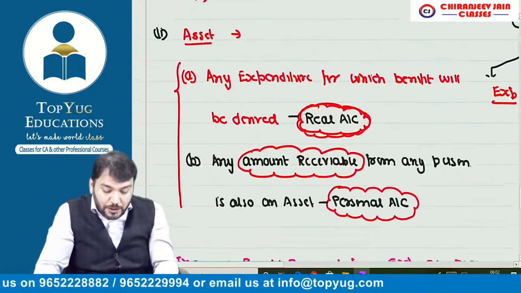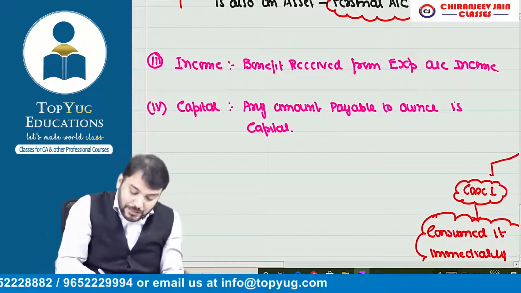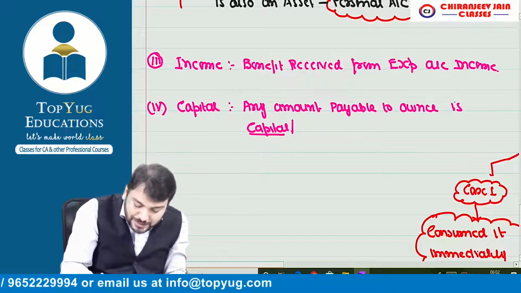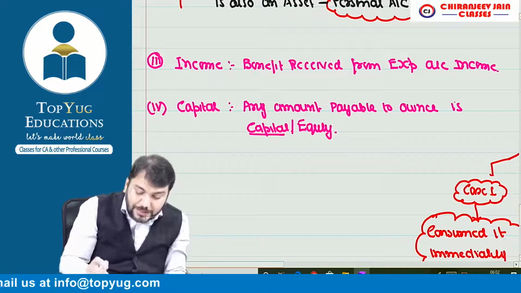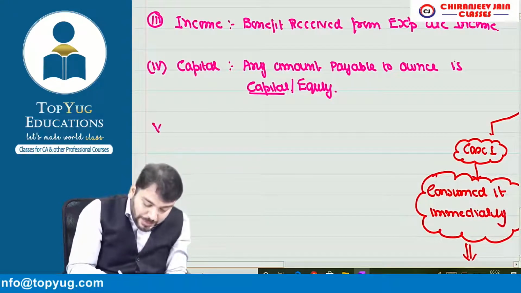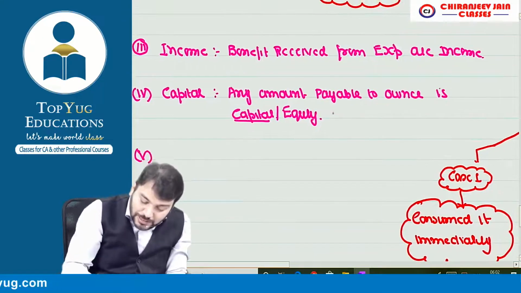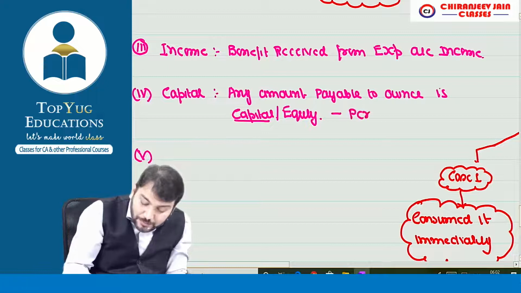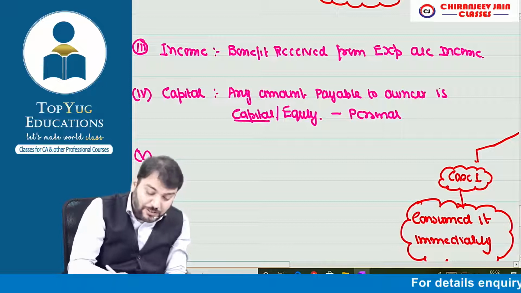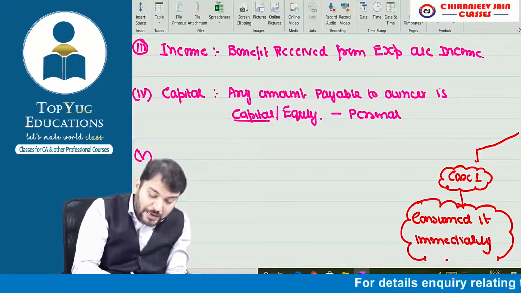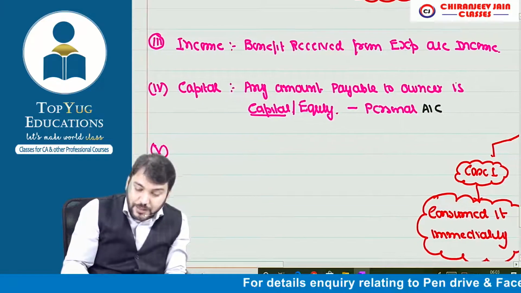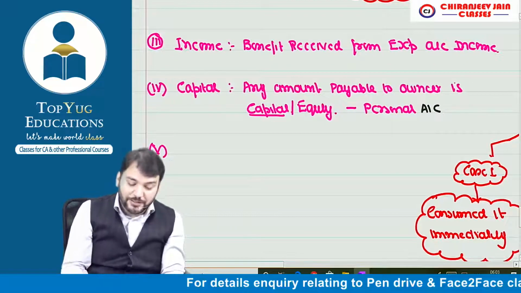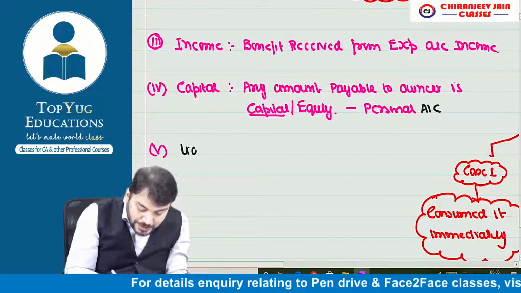So any amount payable to the owner is capital. However, the correct word is equity. I am writing equity. Equity is a wider term. And point number 5. This is a personal account, because it is payable to the owner. The owner is a person, so it becomes a personal account. Understood? Yes, as per the business entity concept. Very good.